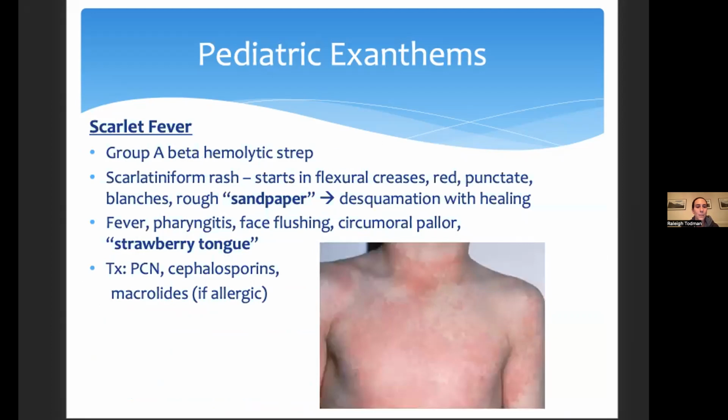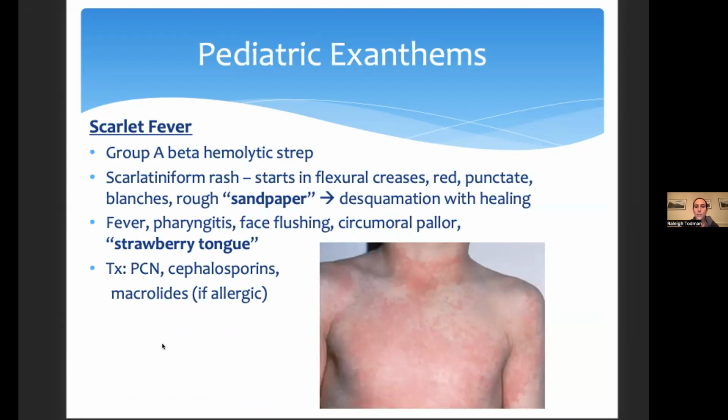More exanthems, another thing. This is a thing I have never seen, scarlet fever. Maybe you've seen it, Oz. This is caused by group A beta hemolytic strep. It's also called scarlatina. This is another rash with a very specific evolution of how it shows up.